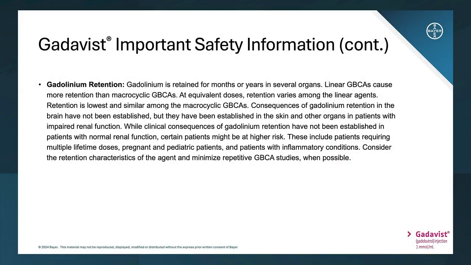Gadolinium is retained for months or years in several organs. Linear GBCAs cause more retention than macrocyclic GBCAs. Consequences of gadolinium retention in the brain have not been established, but they have been established in the skin and other organs in patients with impaired renal function. Certain patients may be at higher risk. Consider the retention characteristics of the GBCA and minimize repetitive GBCA studies when possible.